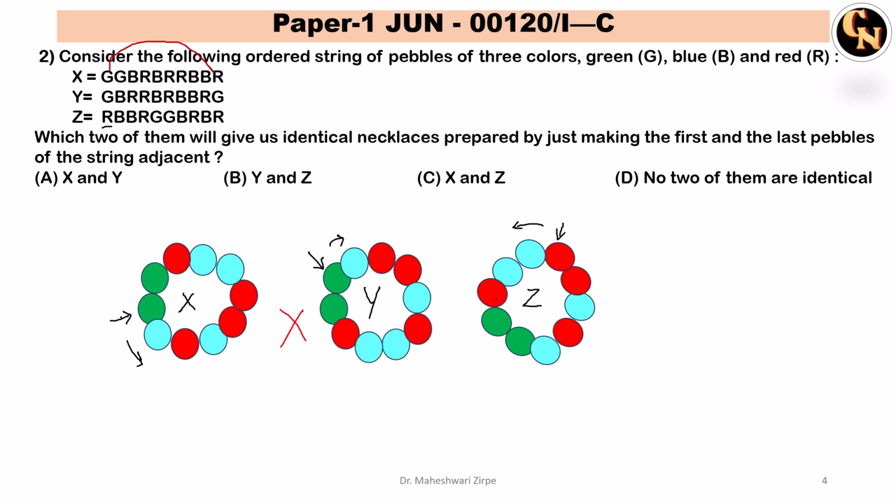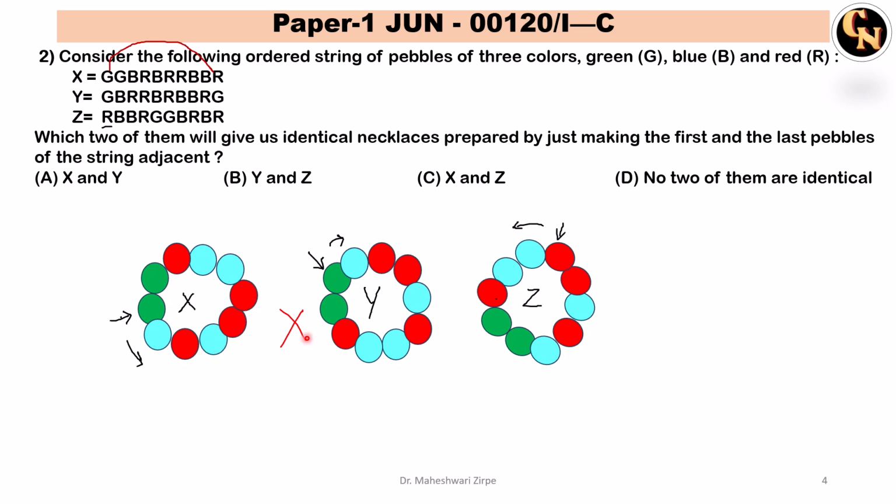Whereas X and Z, let us see whether they are identical. Now let us start from these two blue pebbles. Here there are two blue pebbles. Then there are two red on the clockwise side. So there are two red.